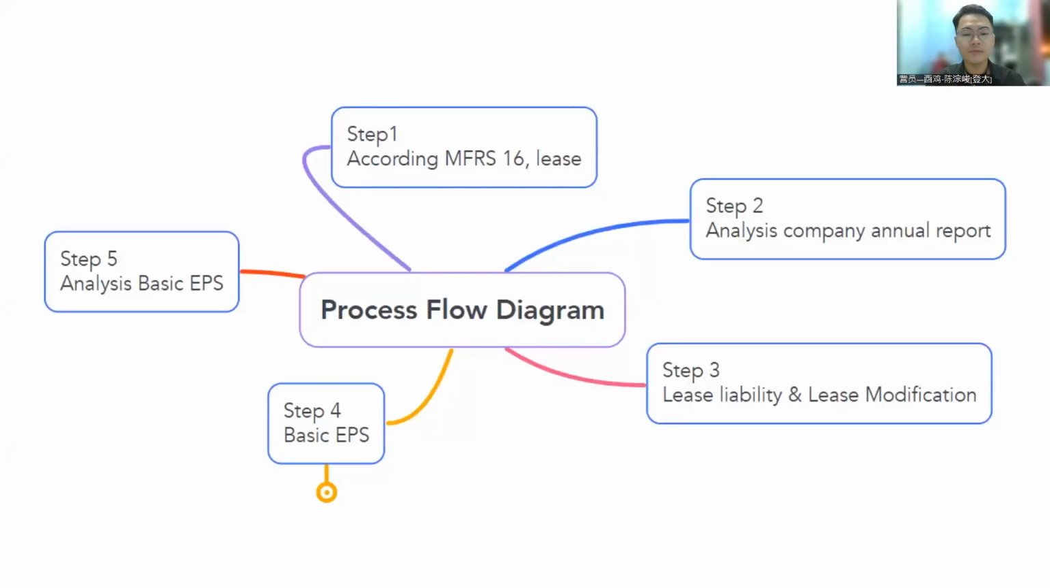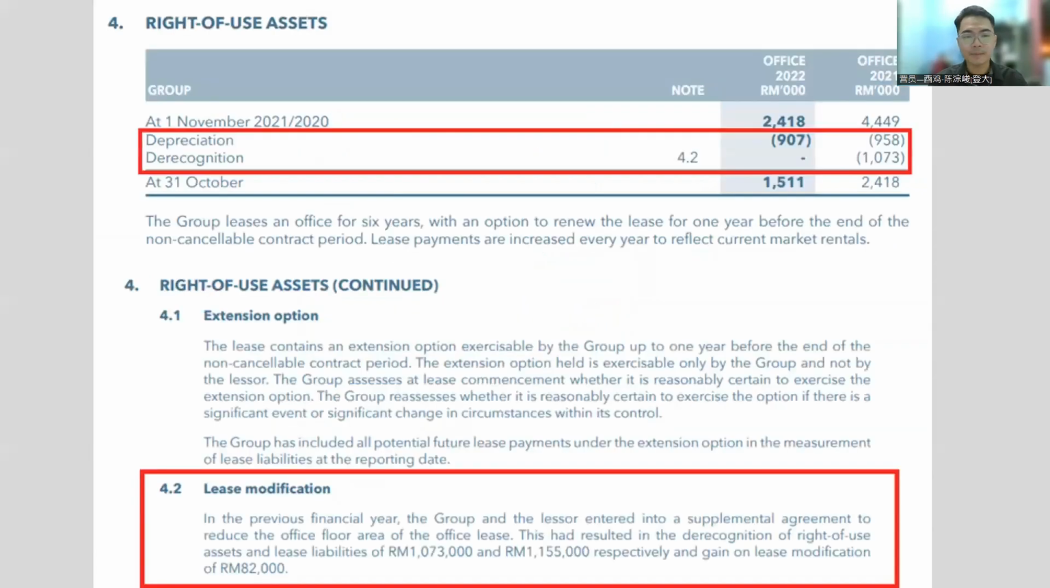This is the process flow diagram that I prepared before this presentation. Step 1, I went through MFRS 16 for the lease accounting policies that I have chosen. Step 2, I analyzed the company's annual report. Step 3, I identified the lease liability and the lease modifications of the company as their subsequent measurement. Step 4, I went through the basic EPS, and step 5, I analyzed the group's basic EPS.